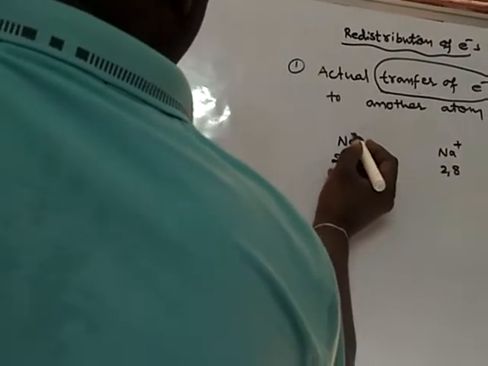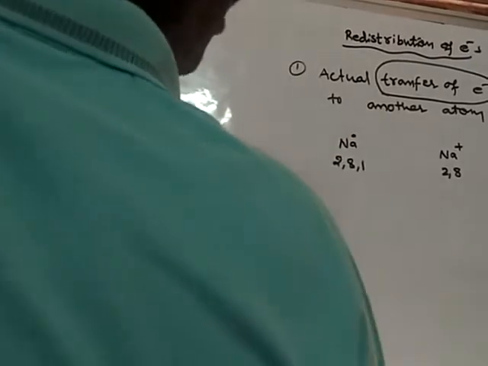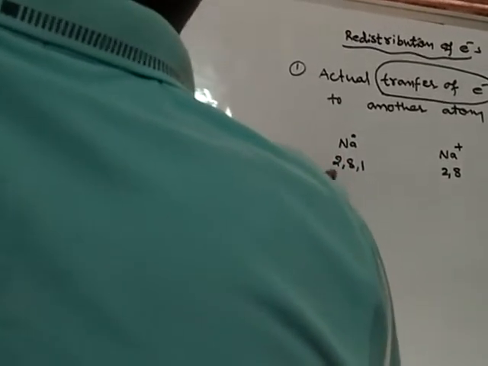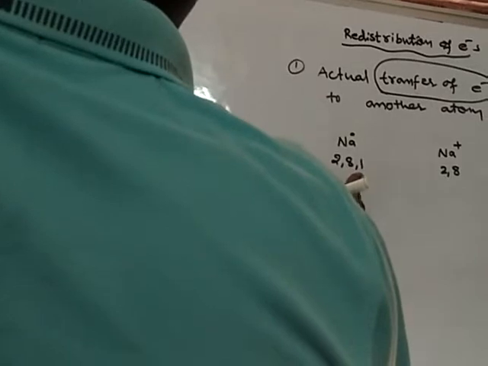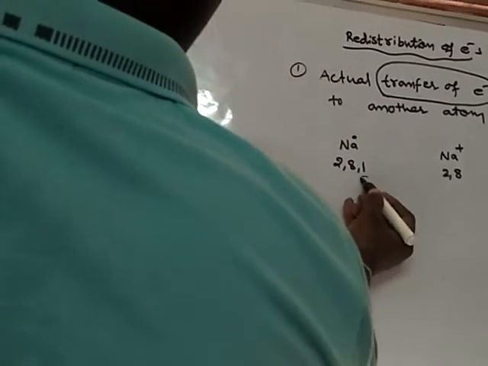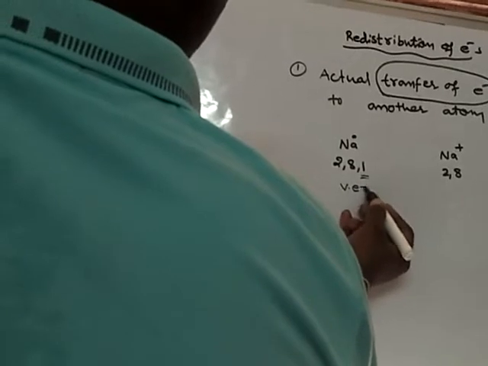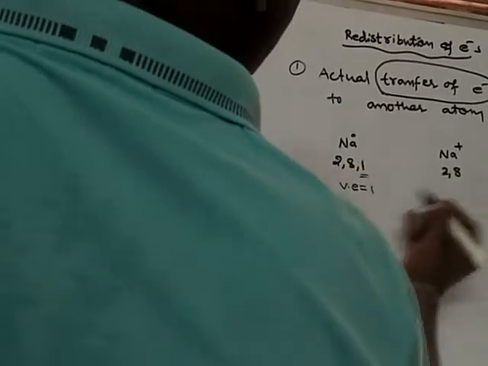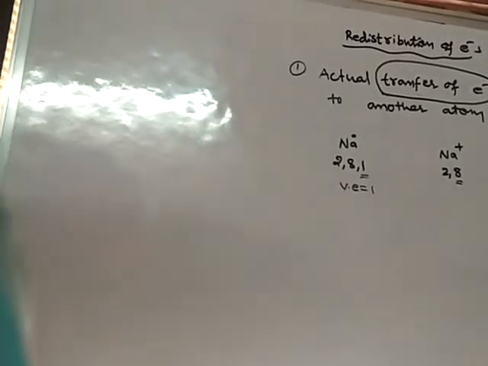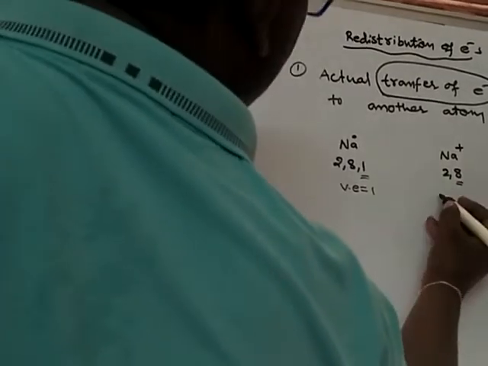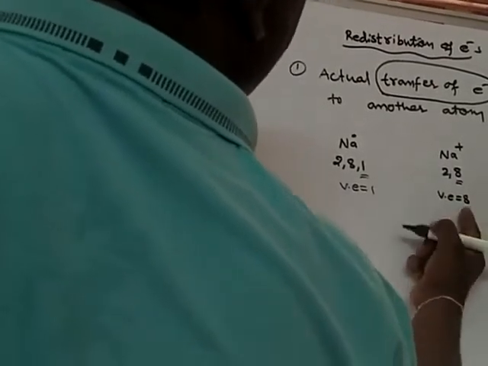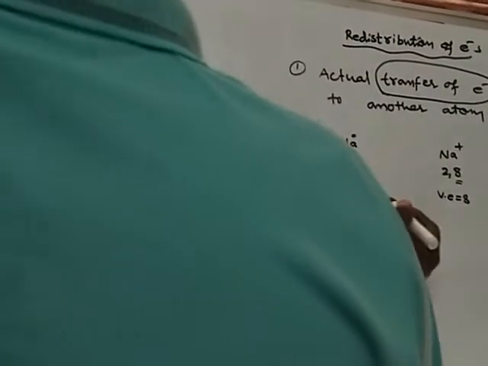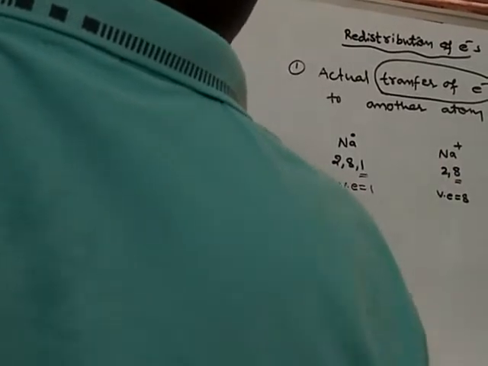For example, the sodium atom has one electron in its valence shell. This is the Lewis symbol of sodium. It has 2, 8, 1, that is 11 electrons. But this is an unstable configuration because valence electrons is equal to 1. So the sodium atom will lose this electron. After losing it, only 2 orbits are left, and this is the outermost orbit. Now the valence electrons become 8, hence it becomes stable. So sodium will lose one electron and form Na plus.